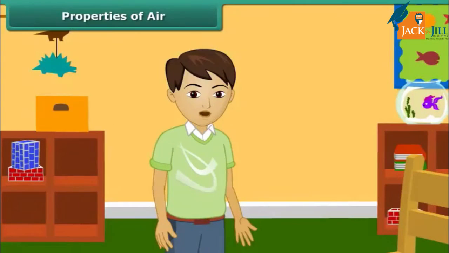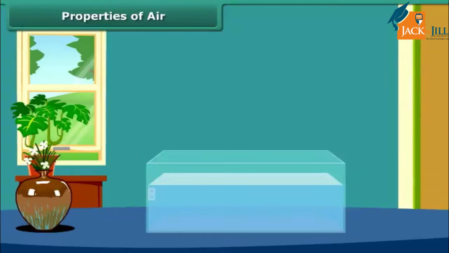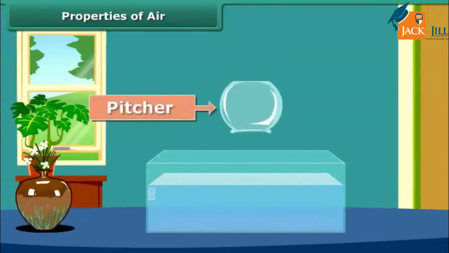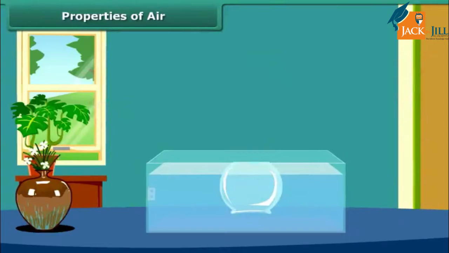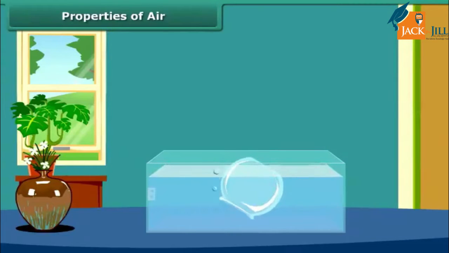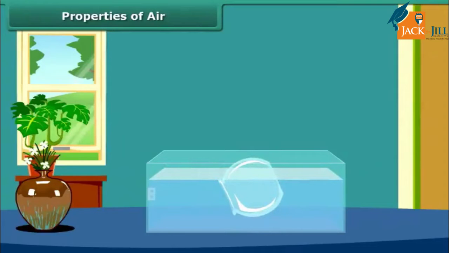Air occupies space. To understand this, take a pitcher and dip it straight into the water. See, no water enters into the pitcher. Now tilt the pitcher slightly. See, the air bubbles are coming out of the pitcher and water starts entering into it. So you can see that the pitcher is not empty. Air that was present in the pitcher is coming out. This shows that air occupies space.